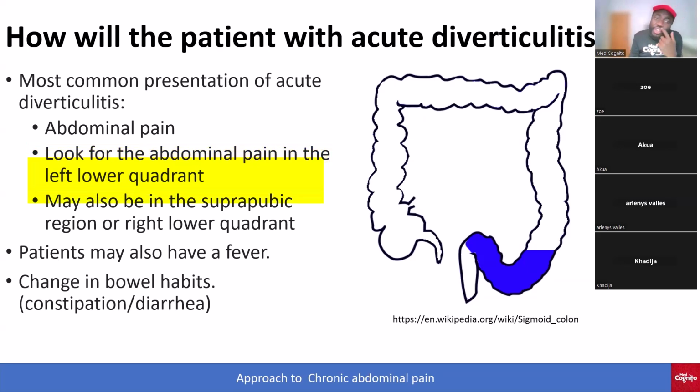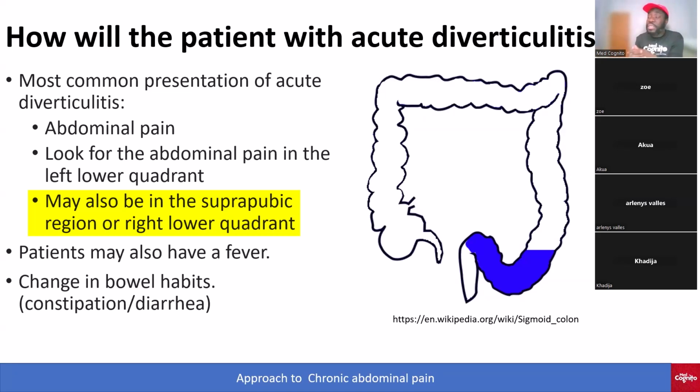That pain can also be suprapubic, so just above the bladder, or in the right lower quadrant. But we know that if a patient presents with low abdominal pain in the right lower quadrant, other diagnosis we also want to think about will be what? Please, can somebody help me? What other diagnosis will you want to think about? Acute appendicitis. But remember that diverticulitis is commonly in the left lower quadrant, but it can also occur in the suprapubic and the right lower quadrant.